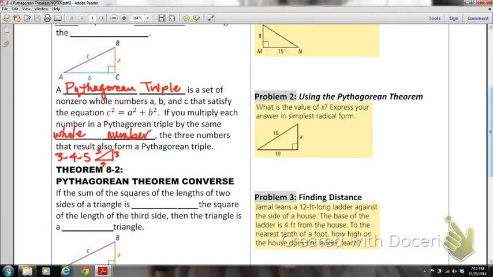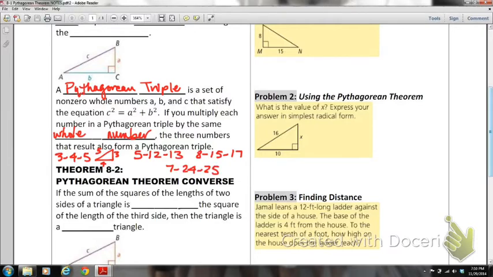Another set of these, you need to memorize these sets of Pythagorean triples. The 3, 4, 5. Another set is a 5, 12, 13. Another common set is an 8, 15, 17. And then a fourth set that you need to learn is the 7, 24, 25.